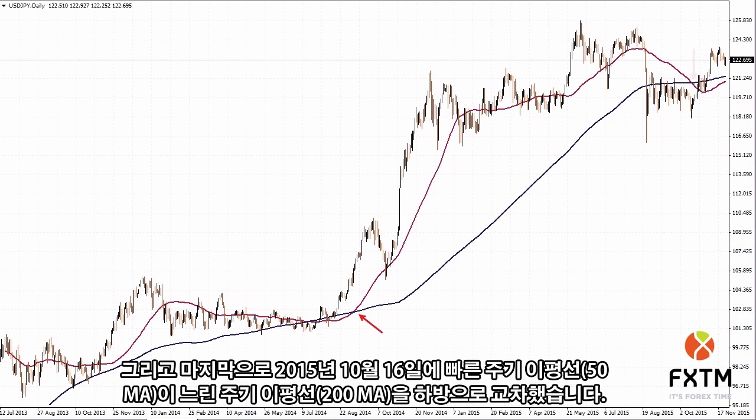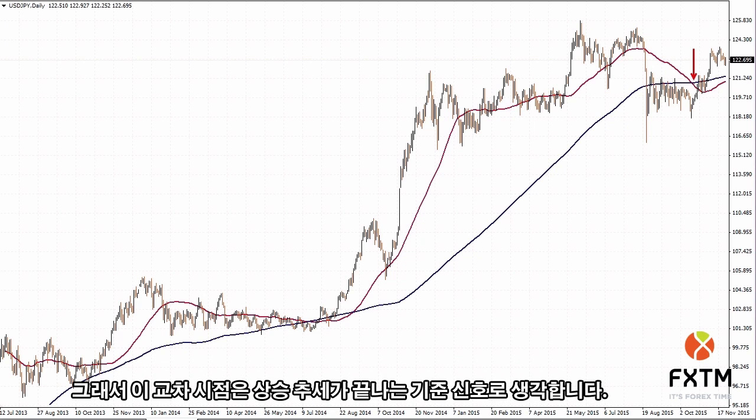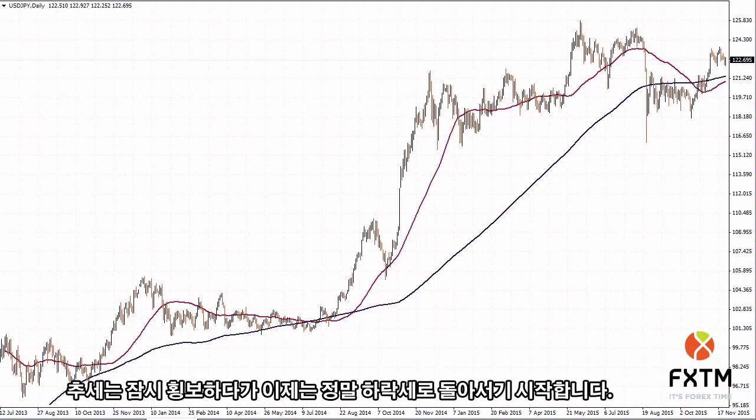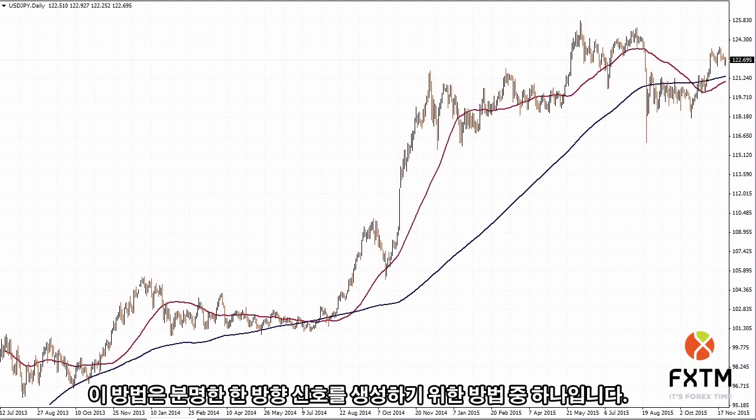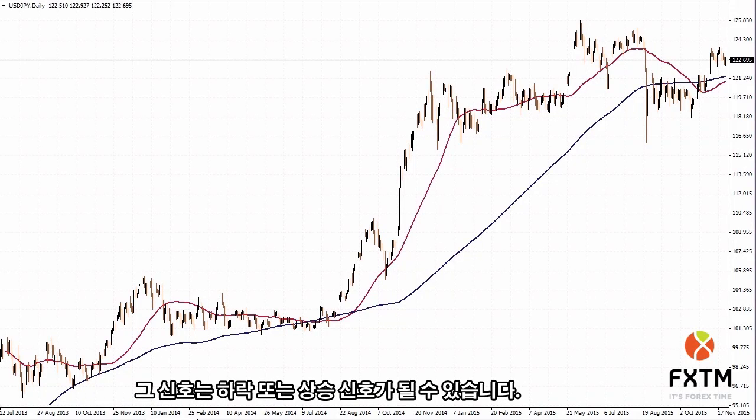Then finally, in October of 2015, the fast moving average, the 50-period moving average, crossed below the 200-period moving average, or the slower one, on the 16th. So we would look at that as a benchmark signal that that bullish trend is now over. So the trend had gone flat for a while and now is really starting to degrade. And this is one of those ways to create an unambiguous signal, one direction or the other. It's either bearish or it's bullish.